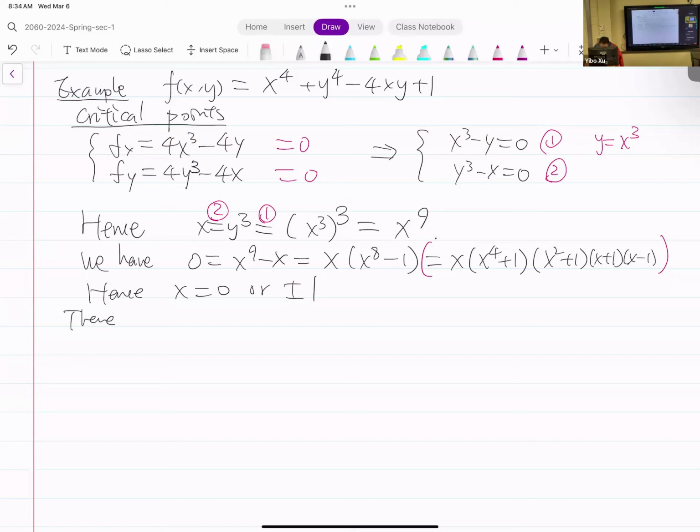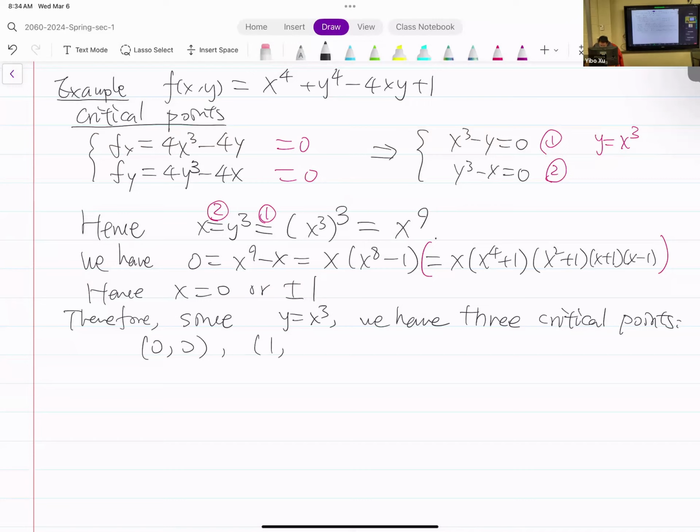Therefore, since y is x cubed, we have three critical points. When x is 0, y is x cubed, which is 0. When x is 1, y is 1 cubed, which is 1. When x is -1, y is -1 cubed, which is still -1. And so we have three critical points.